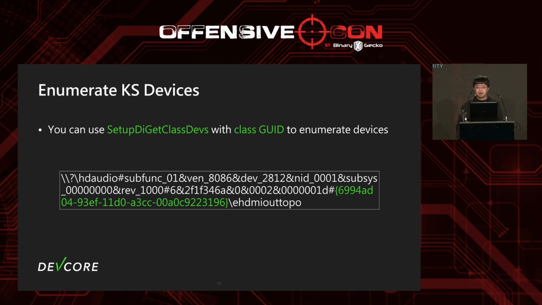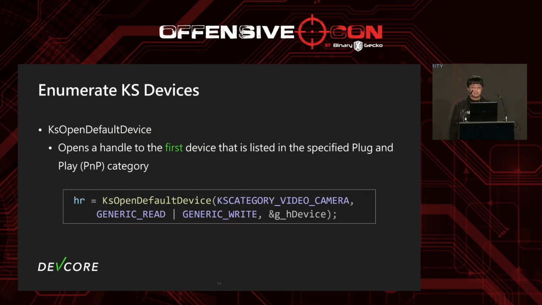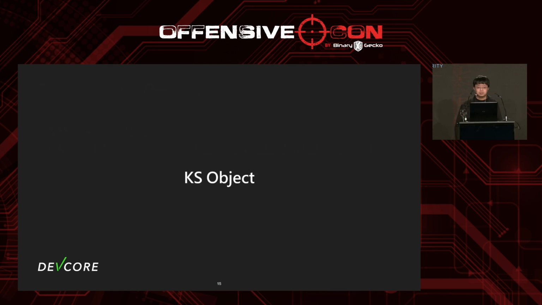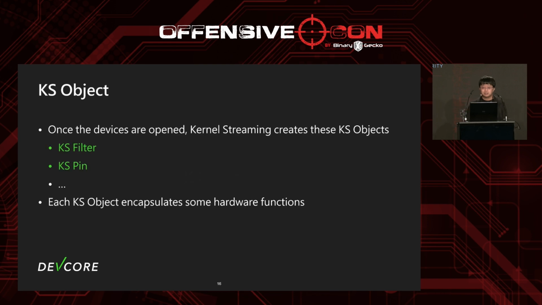Microsoft provides some SetupAPI functions to help you list the devices you need. KS also provides its own API to do this. Actually, this is just a wrapper that combines SetupAPI and CreateFile. After we open this device, KS will create some kernel streaming related instances, which are kernel streaming objects. These instances will be frequently used, mainly to encapsulate the hardware functionality of devices for developers.